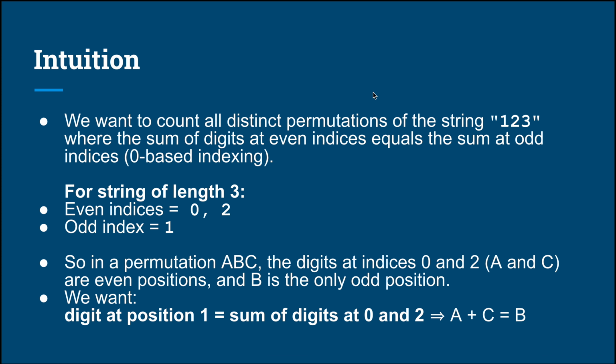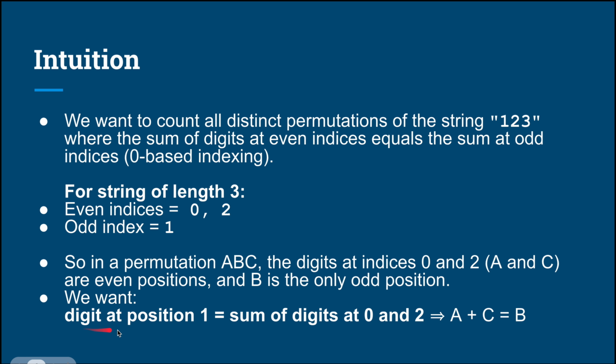So what is the intuition we have? We want to count all the distinct permutations of a string. Let's suppose, for example, 1 2 3, where the sum of digits at even indices is equal to the sum at odd indices, right? In zero based indexing, I am talking about the array, or you can say string. So for a string of length 3, 0 and 2 are the even indices and the odd index is 1. So in the permutations of ABC, let's suppose A and C are even positions and B is the only odd position, right?